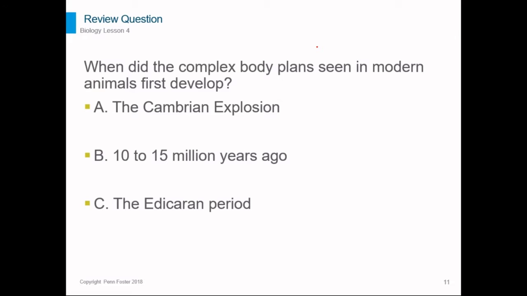So before we move on, quick review. When did the complex body plans seen in modern animals first develop? Was it during the Cambrian explosion? Was it only 10 to 15 million years ago? Or was it during the Ediacaran period? A few seconds to think about it.